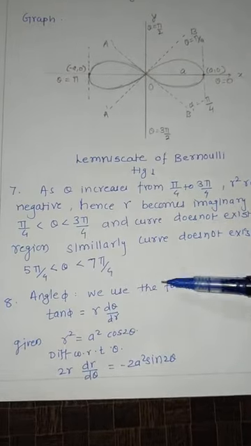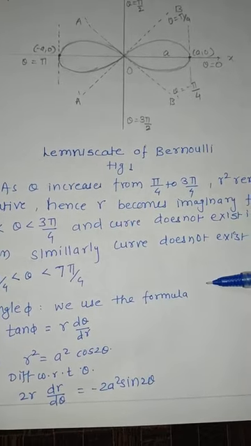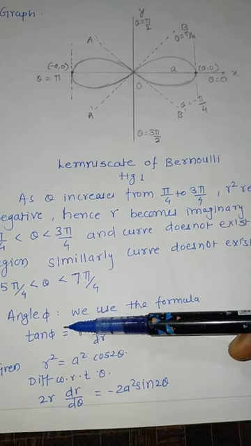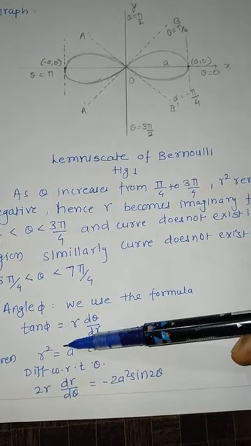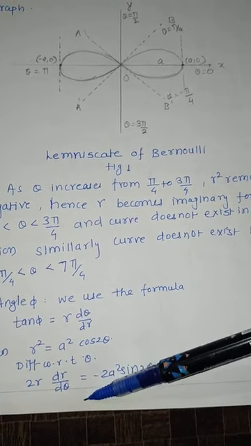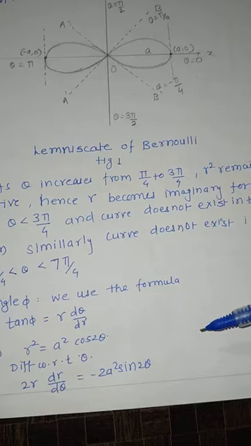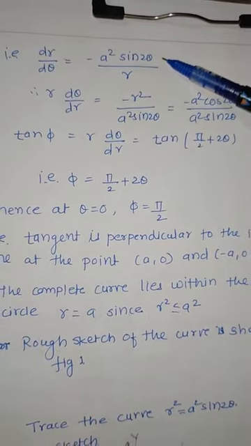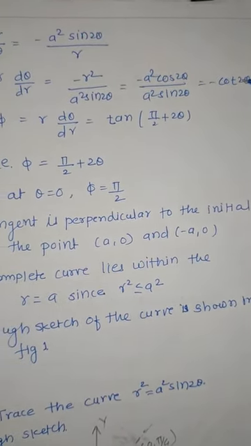Now again, what I told you is you have to find the angle between the tangent and the radius vector. So to find phi, we have the formula tan phi equals r into d theta by dr, and r square is given. Now I will differentiate with respect to theta. So I will get 2r dr by d theta equal to minus 2a square sine of 2 theta. So dr by d theta will be minus a square sine 2 theta upon r. So r into d theta by dr, you will get minus cot 2 theta.